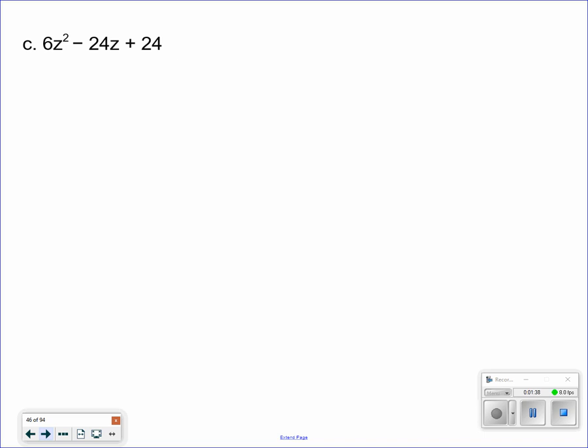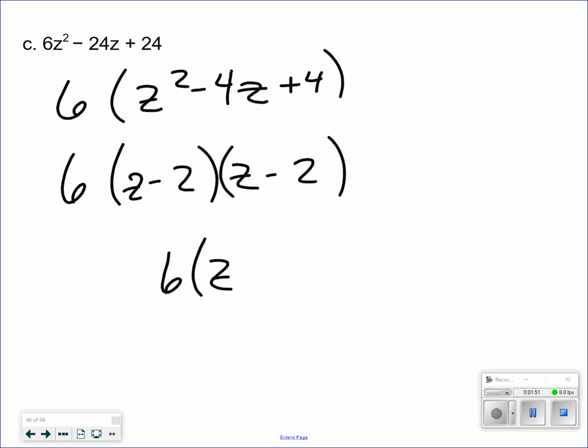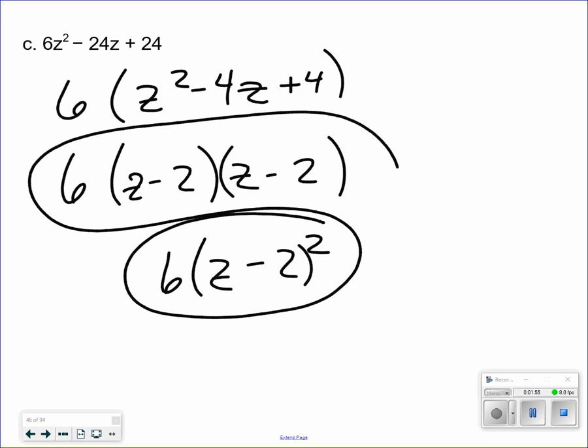So again, I'm looking at a GCF of 6. And then it factors again because factors of 2. Now, I'll accept that answer. You could also write it as z minus 2 squared. So either one of those answers would technically be correct because you end up having the same parenthesis twice.